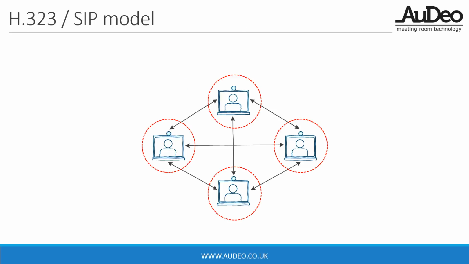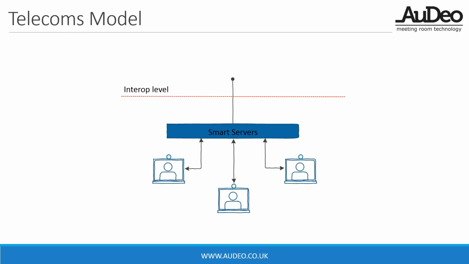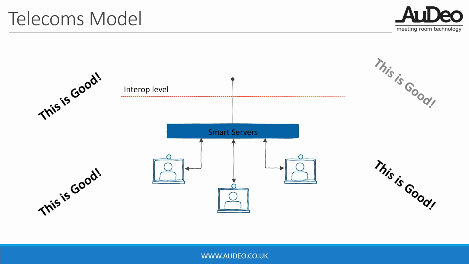So let's just have a recap. Here's the bad model with interop points all over the place, your responsibility, flat, meshed, and no hierarchy. Conversely, the simple dumb terminals, smart servers concept that's worked so well for the telephone system is good. And so why don't we just use it?